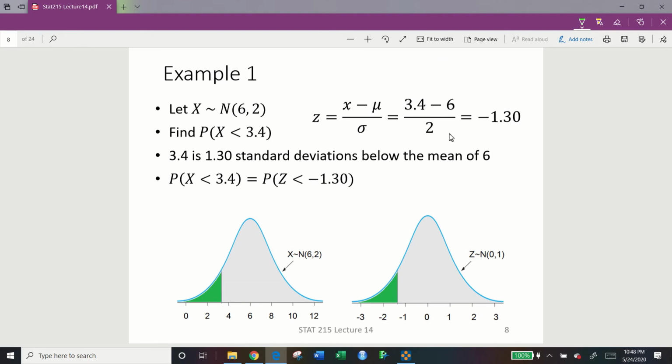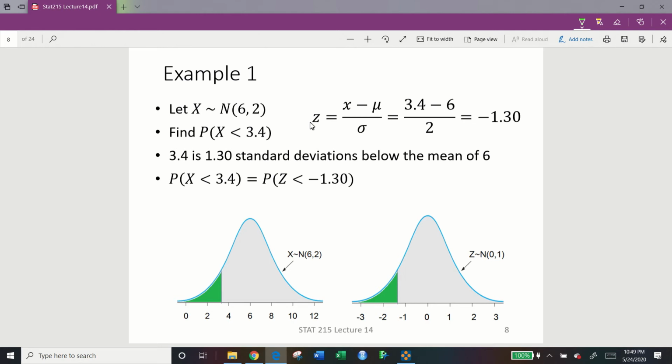So to help things out, let's start by taking a look at a first example. Let x follow the normal distribution with a mean of 6 and a standard deviation of 2, and we want to find the probability that x is less than 3.4. We can start by finding its z-score. So z equals x minus mu over sigma. Plugging in, we have 3.4 minus 6 over 2, which equals negative 1.30.